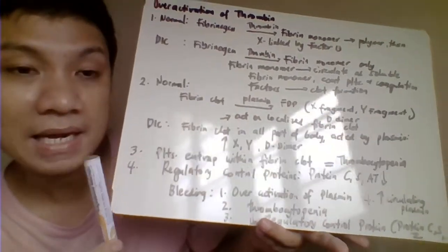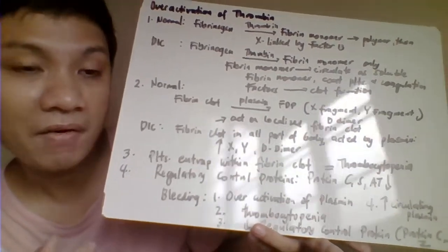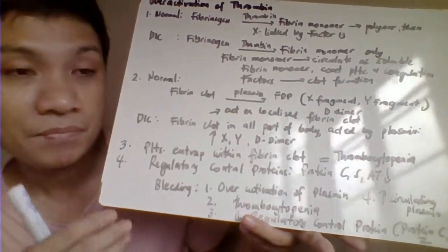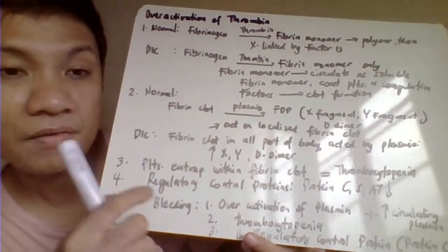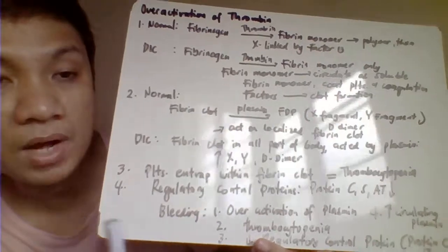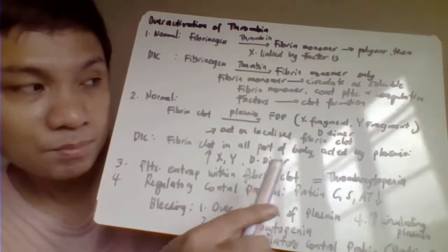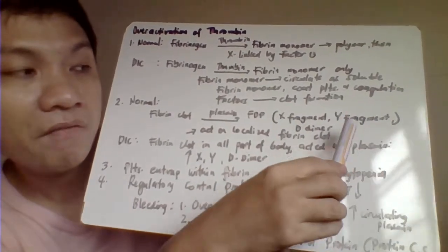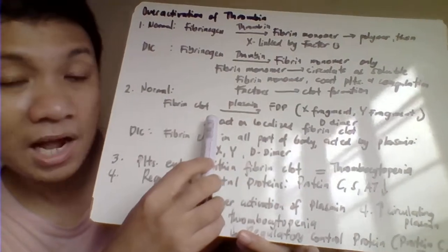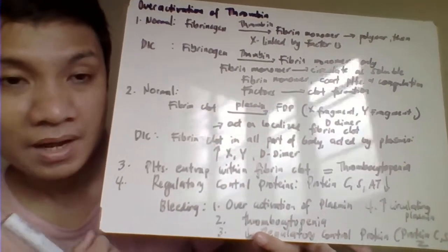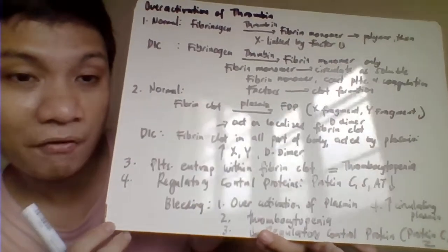Another one, normally, if you have your fibrin clot na stabilized, polymerized by factor 13, that would eventually be dissolved by our plasmin. So the fibrin clot will be dissolved, hydrolyzed by our plasmin, converting that one to your fibrin degradation products, and what you have for that would be small concentrations ng X fragment, Y fragment, and even your D dimer. But in that case, your plasmin will just try to dissolve only localized clots na na-form lang.